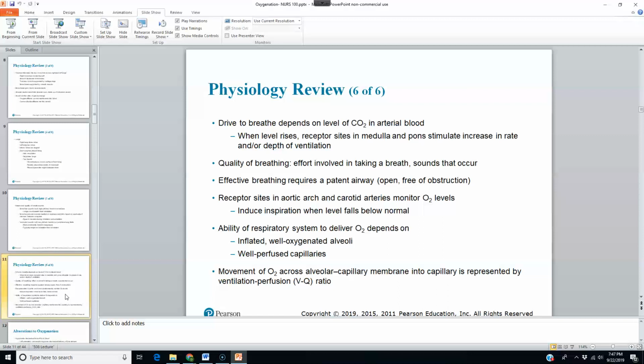This is a really important concept or fact concerning our respiratory system. The drive to breathe depends really on our level of CO2 in our arterial blood. When that level rises, there are receptor sites in our medulla, or in our brain and pons, that stimulate an increase in rate and/or depth of ventilation. The brain will tell us to breathe faster and increase that rate so that we'll blow off that CO2, because a high level of CO2 can be very, very dangerous.